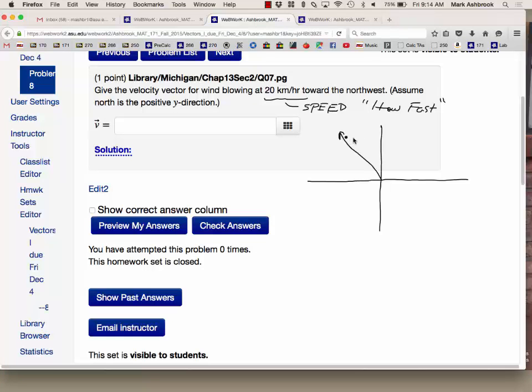And so how can we express northwest? So this is 20. The length of the vector is 20. And how can we express northwest, say, in polar form? 45 degrees north of west. 45 degrees north of west is the direction northwest, exactly halfway between north and west. Okay? So now they want us to write vector v in component form.